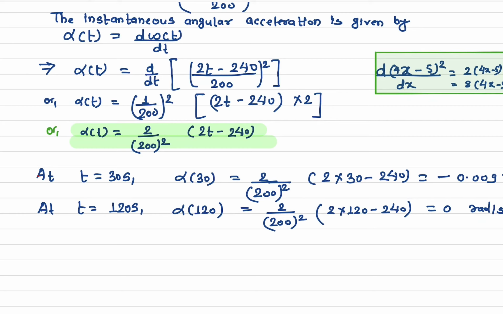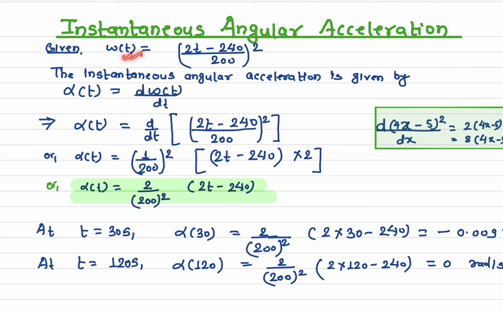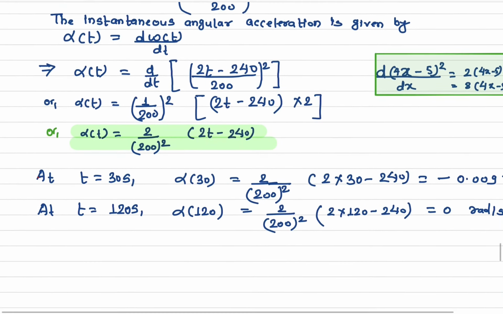So we now got the instantaneous angular acceleration as a function of time. And you see this one is a linear function, while the angular speed is a quadratic function.